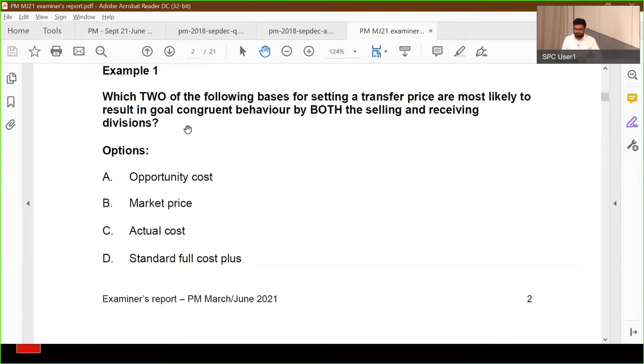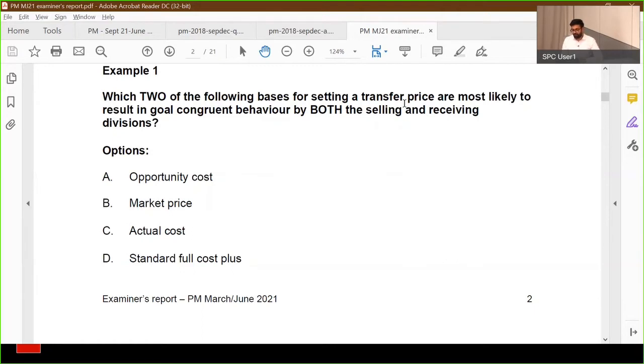So let's read this requirement again, and we will do it in the same way to find out our right answers. First of all, this question specifically says which two of the following, so you have to select two options out of the four, and this is about transfer price. So it's a topic we have in performance measurement.